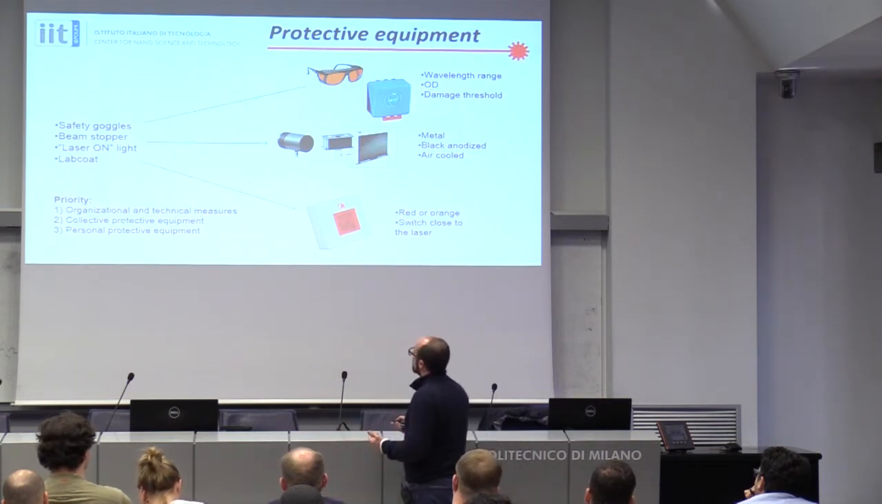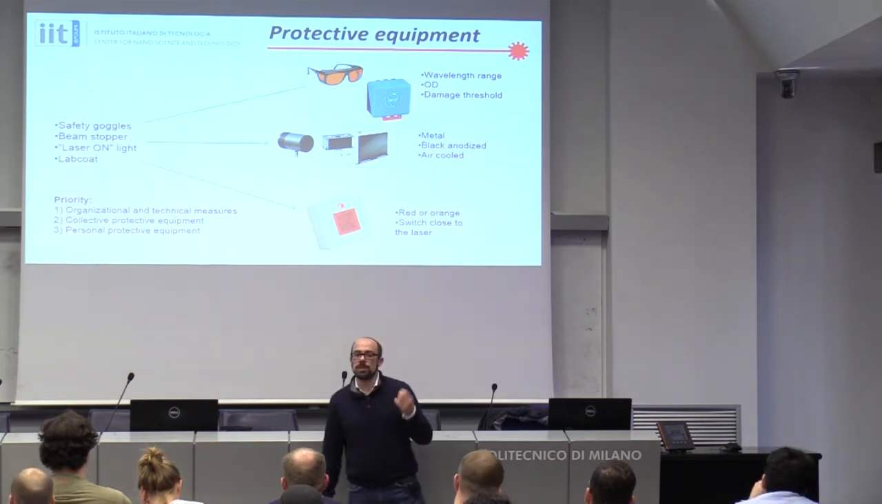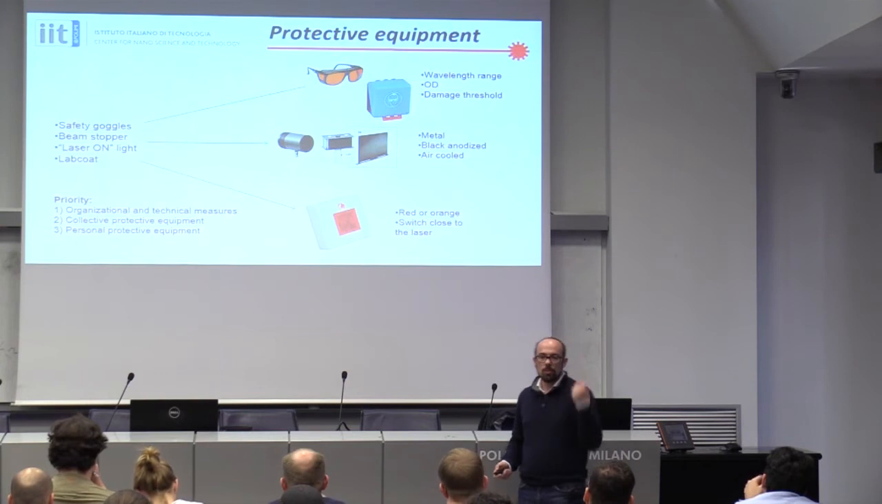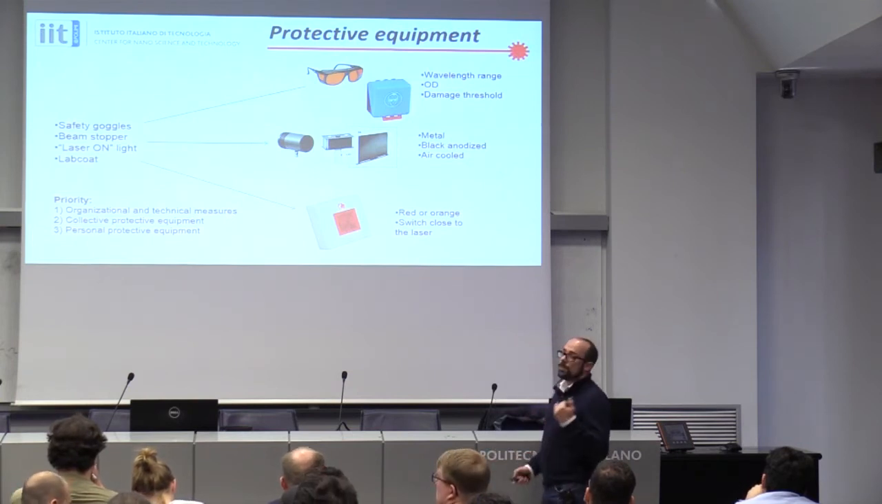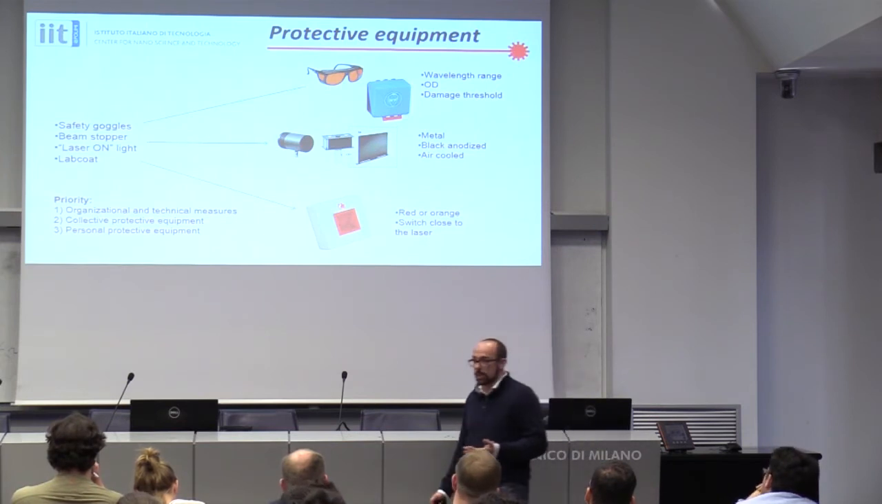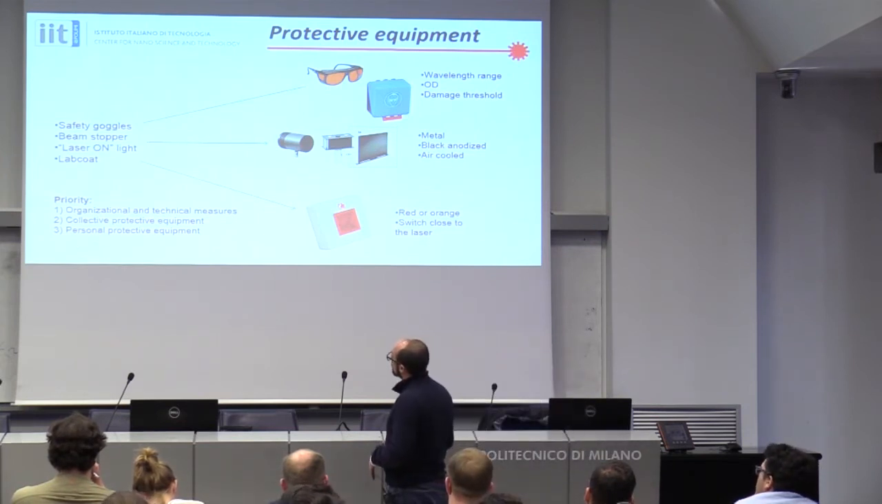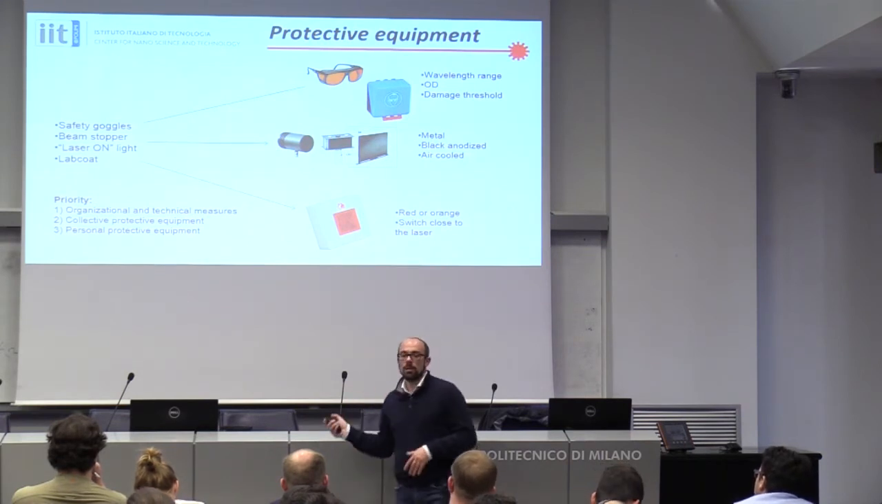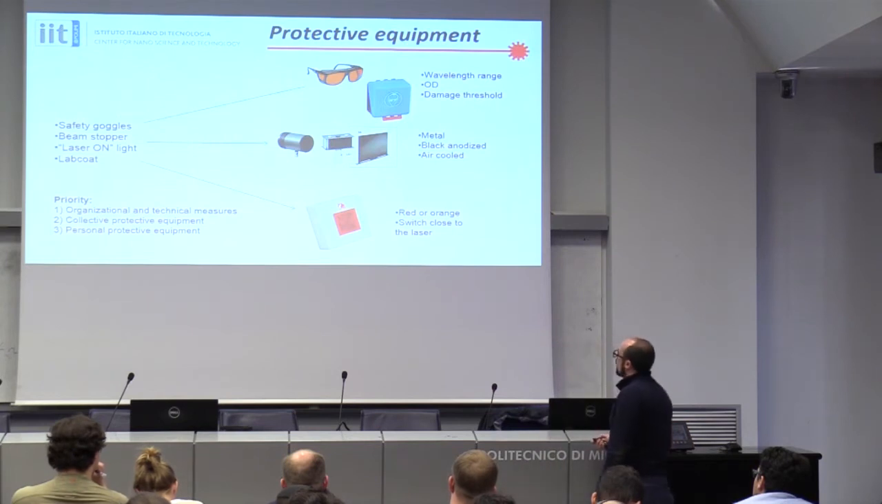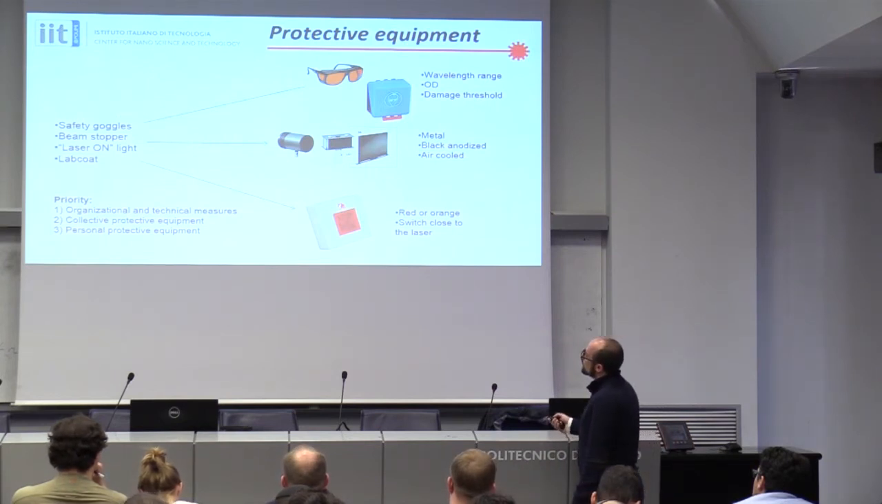This is what is called collective protective equipment, because this kind of stuff is going to protect everyone, not only one person. And if you can't make it, as often happens in, for example, university labs, you have to go then to personal protective equipment, which means mostly lab coats and laser safety glasses, right? But you have to prioritize in this way.